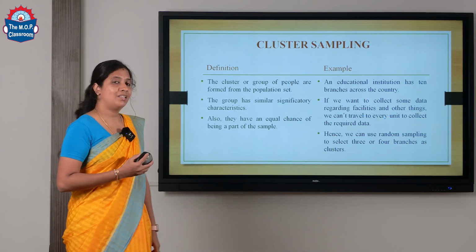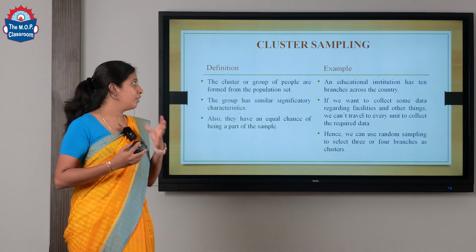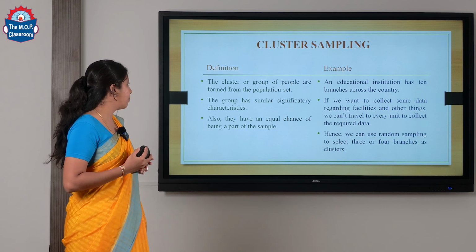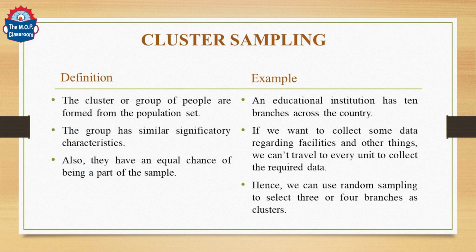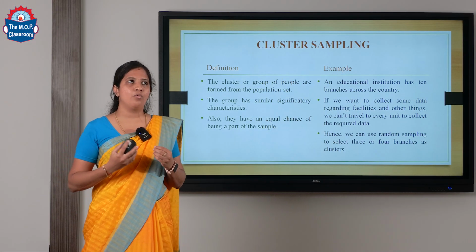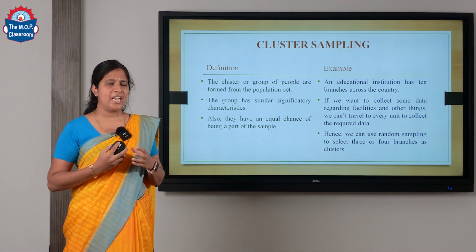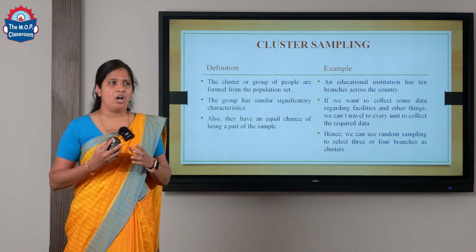So, the next one is cluster sampling. A cluster is a group. So, a cluster or group of people is formed from the population set. The group has similar significant characteristics. So, if the population has similar characteristics, then you have to get the sample as a group from the population. For example, if I am going to study any particular institution's facilities.